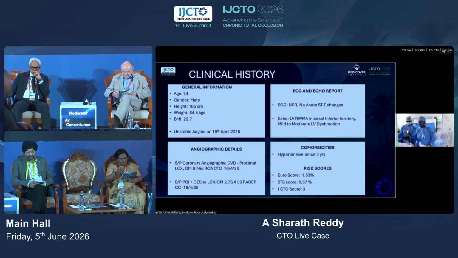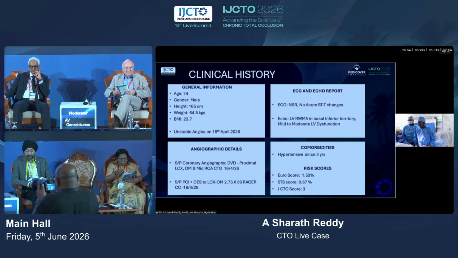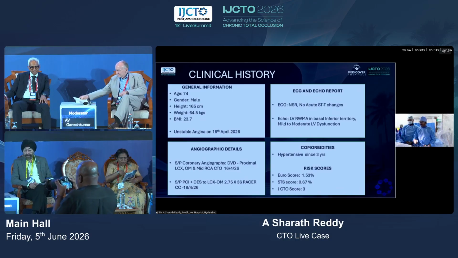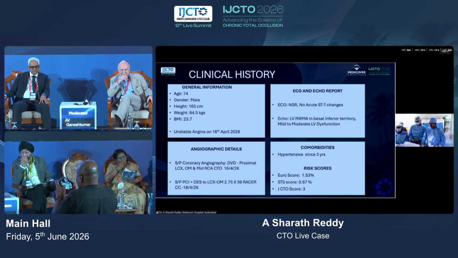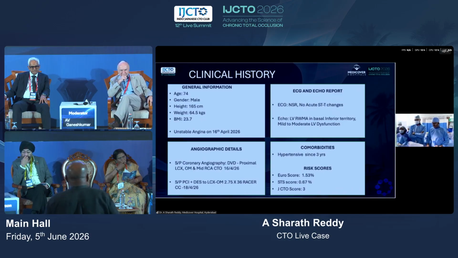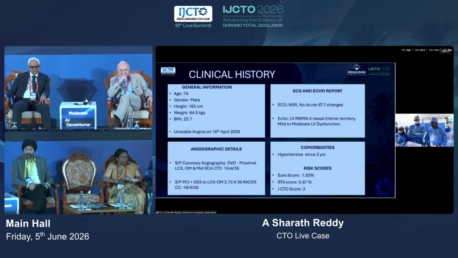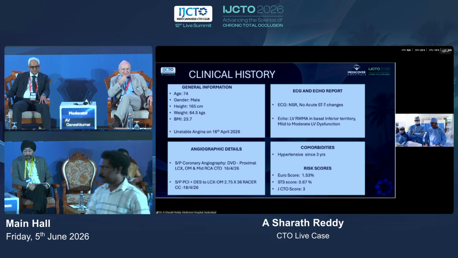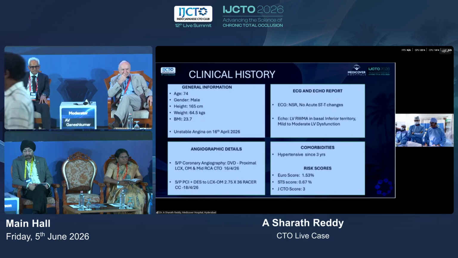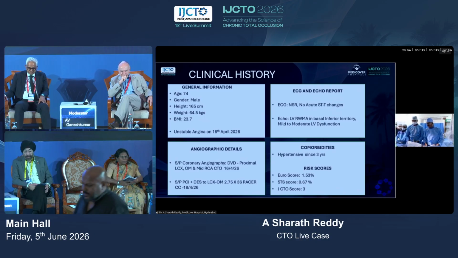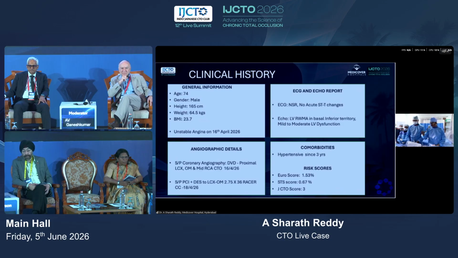So with me are Dr. Sri Krishna, Dr. Daya Vaswani, and Dr. Nihant on this case today. My patient is a 74-year-old male who had unstable angina, I think non-ST MI. During that time, both LCX and RCA lesions were identified. LCX was an 80-90% lesion, and that was treated, and RCA was a CTO then. That's the reason the patient is here today. On ECG there were changes, and on echo there is a regional wall motion abnormality in the inferior territory, and those are the risk scores.